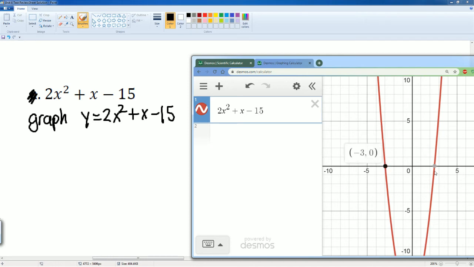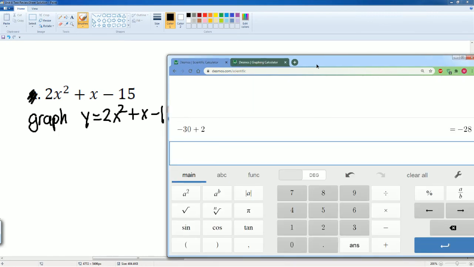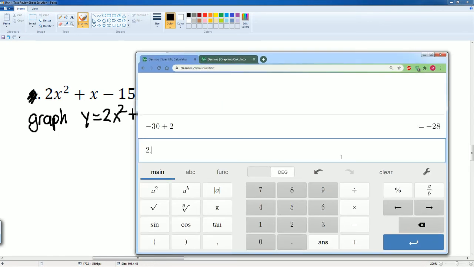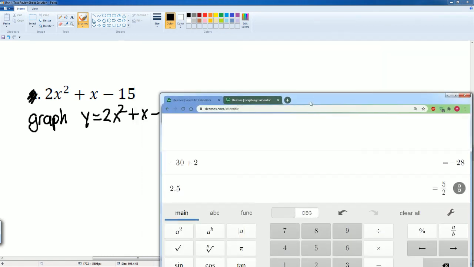Oh, wow. Negative 3 and negative 2.5. Can we convert 2.5? Let's see. If you put 2.5 in decimals and you hit this, wow, we can convert it. Do you see how it becomes 5 over 2? So, that's easy.